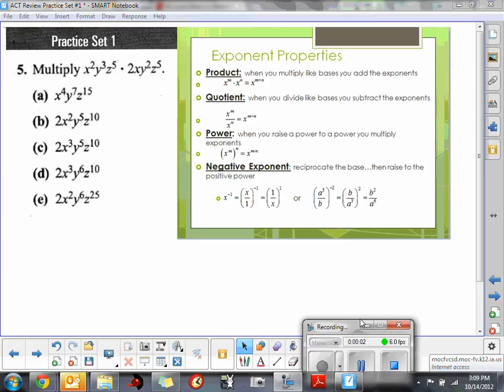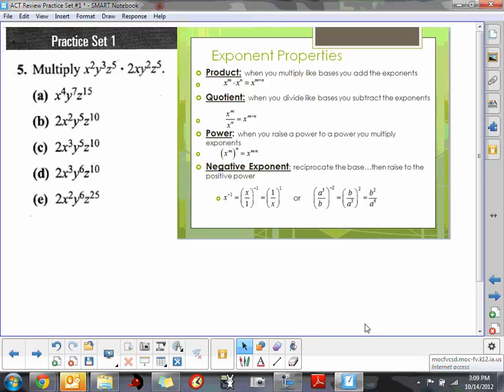Problem 5 assesses our ability to work with our exponent properties. There are 4 exponent properties that we should be familiar with. One is the product property, and that's the one we're going to utilize in this problem. When you multiply like bases, you add their exponents. So you want to find the things that are like bases, take their exponents and add them.